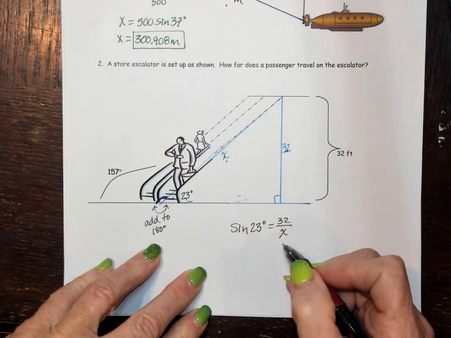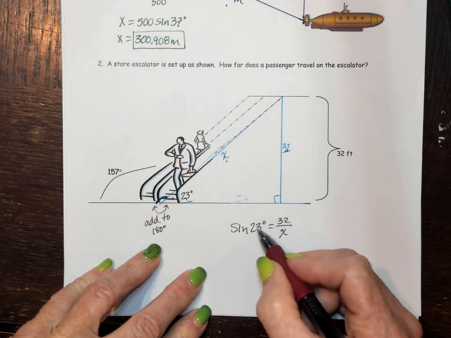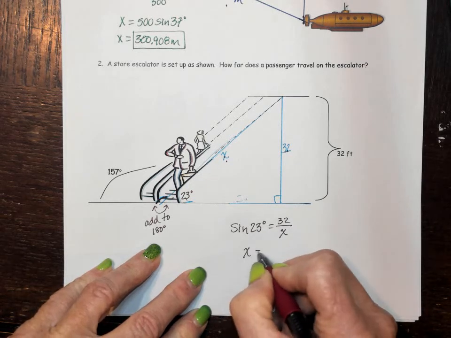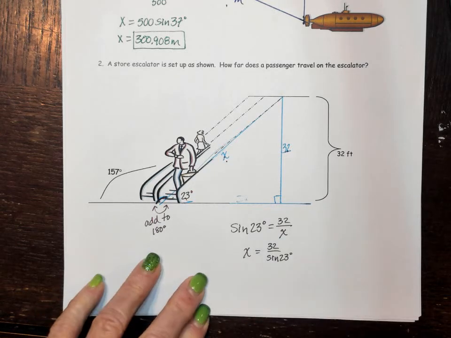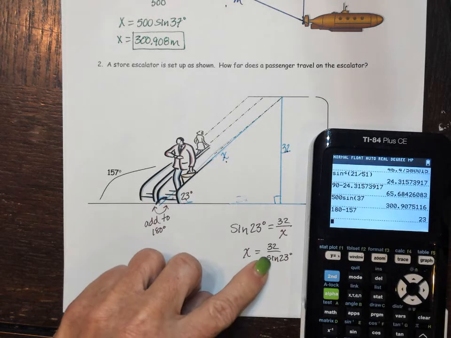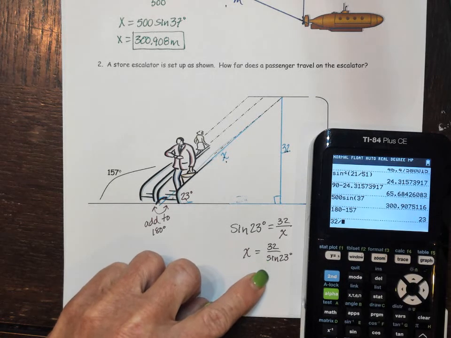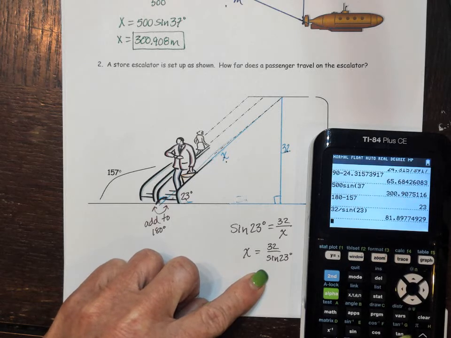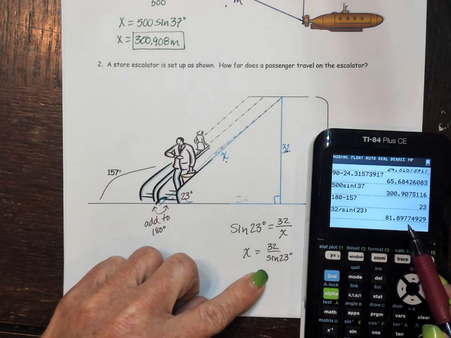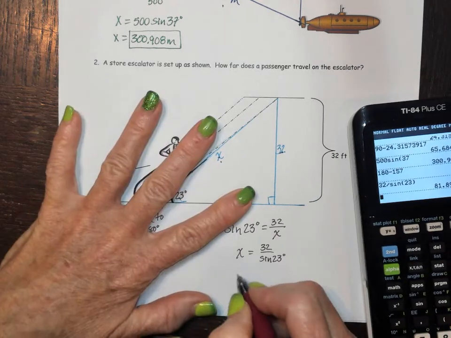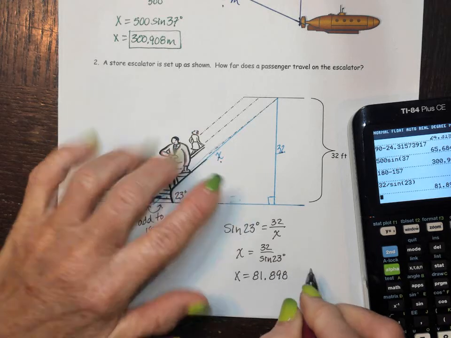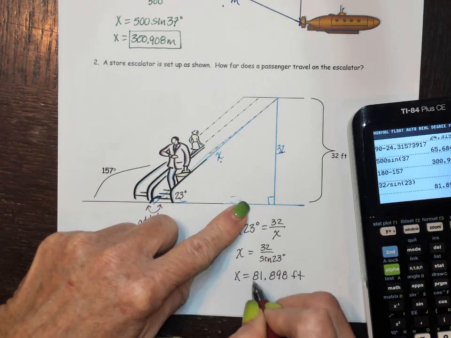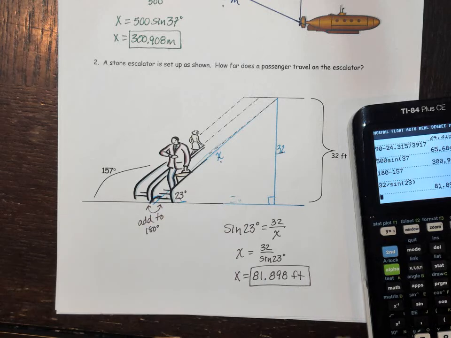Because the x is in the bottom, we can swap these two. So x is 32 over sine 23. 32 divided by sine 23, and we get 81.898 feet. Right there.